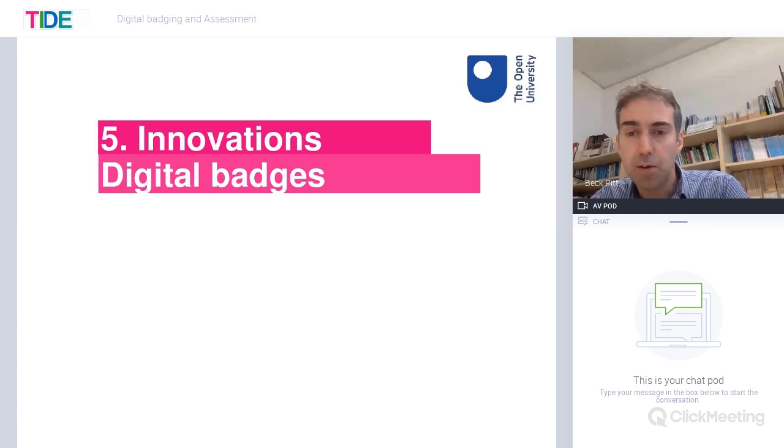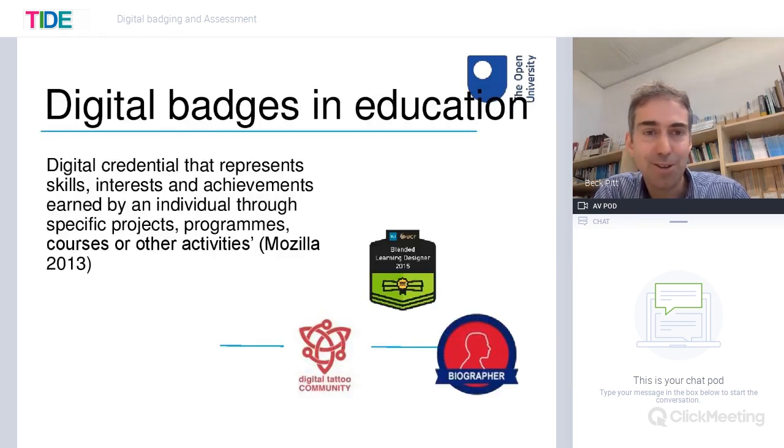And what I'm involved with at the moment over the next year is a project in India, where we're going to be exploring the potential use of digital badges in teacher education, working with a couple of states. That's just starting up now, but a really interesting piece of work with a lot of promise, because of course badges in education are conceived as potentially having a really big impact. This quote here is from back in 2013, when Mozilla launched the Open Standard, saying a badge is a digital credential that represents skills, interests, and achievements earned by an individual through specific projects, programs, courses, or other activities.